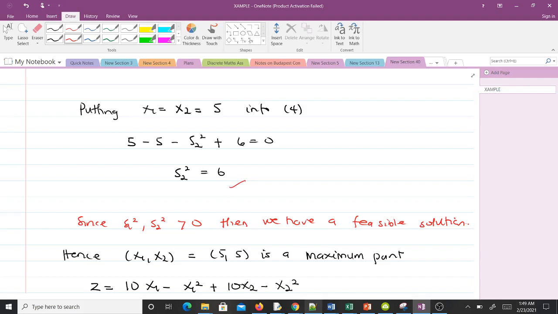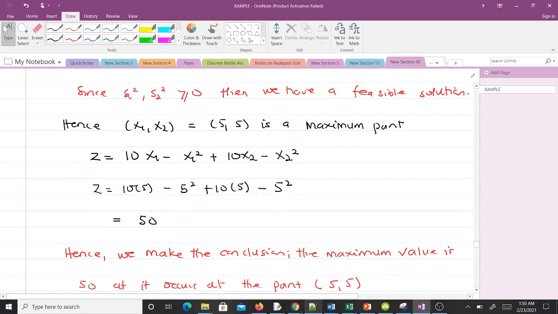None of our assumptions was violated. We said that our slack variables are non-negative. Okay, so since our s1 squared and our s2 squared are all greater than 0, so they are all non-negative, so they are all greater than or equal to 0, then we have a feasible solution. So the point x1 x2 equals 5 5 is the maximum point.